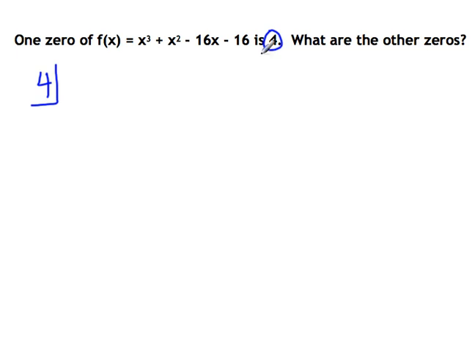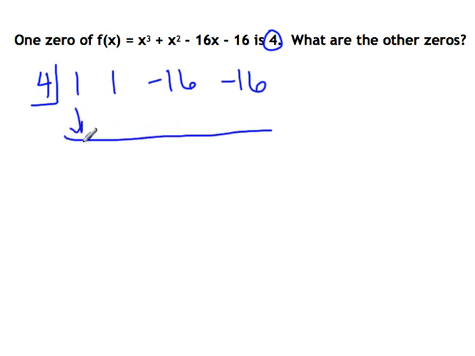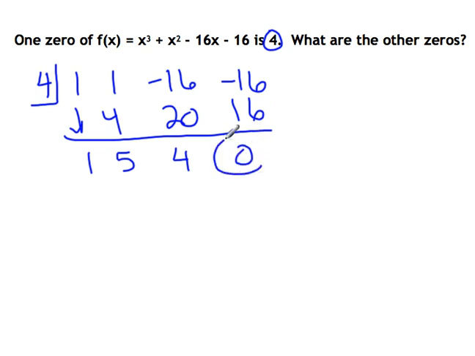But now when they tell us that the 0 is 4, that's what goes in there. And now we're going to write the coefficients in order. 1, 1, negative 16, negative 16. Okay, and then we continue, bring down the 1. So we have 4, that's a 5, and that'd be 20. That gives us positive 4. 4 times 4 is 16. And again, we should have come up with 0 at the end because 4 is a 0. There should be no remainder.